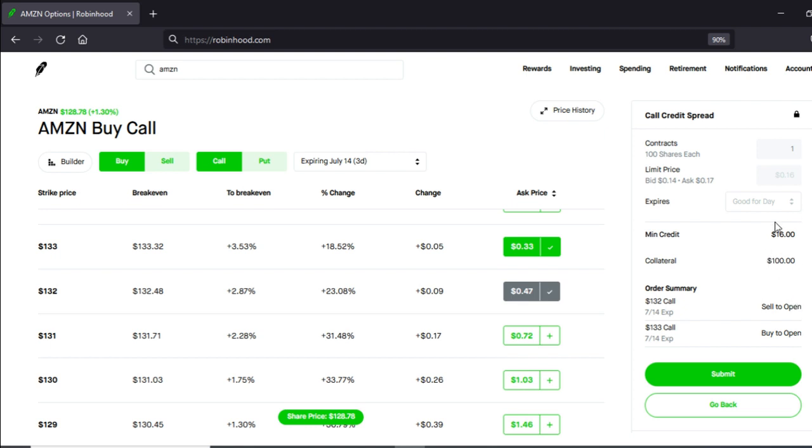Your minimum credit is $16. So here's the thing with spreads. Spreads actually help you to minimize your overall risk. However, it does reduce your minimum credit in which you're going to receive. In my opinion, I think that's a perfect trade-off, especially if you're just getting started with options. You're not at total risk of blowing up your entire account.